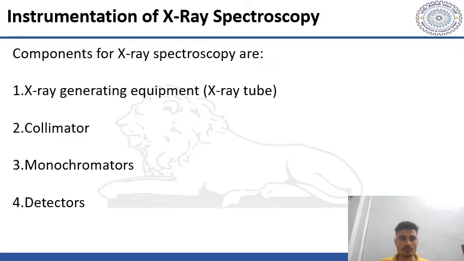Now we talk about the instrumentation of X-ray spectroscopy. The components for X-ray spectroscopy are: first, X-ray generating equipment like an X-ray tube, second is the collimator, third is the monochromator, and last are the detectors. Now one by one we can see the working process of these components.